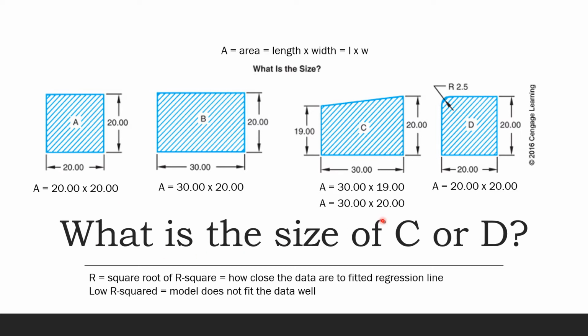So now our concentration is we want to measure them. The question is, what is the size of A, B, C, or D? In order for you to answer what is the size, you have to measure it. So you're going to measure from here to here, and I got a 20. From here to here, and you got a 20. This and that are parallel to each other, so therefore the distance is the same. All the length is the same.